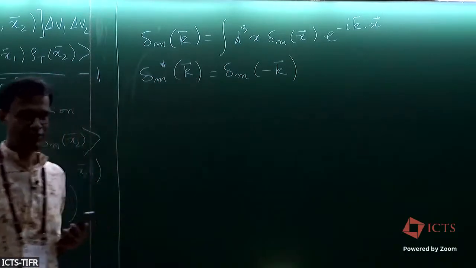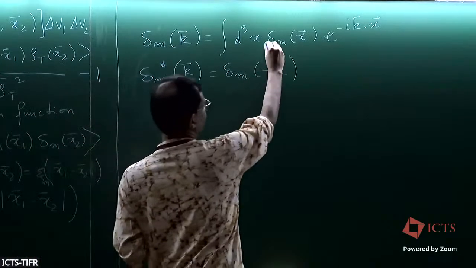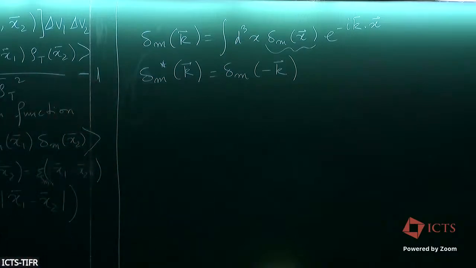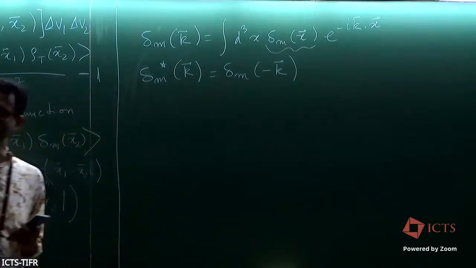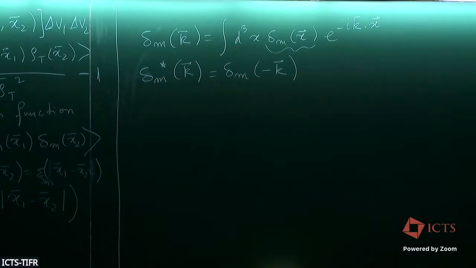Reality of? Yes, this quantity is real. So if you impose that condition, you will get back this one. So the Fourier transform of delta m of x is actually a complex quantity, but not all complex components are independent of each other. Some are related like this.